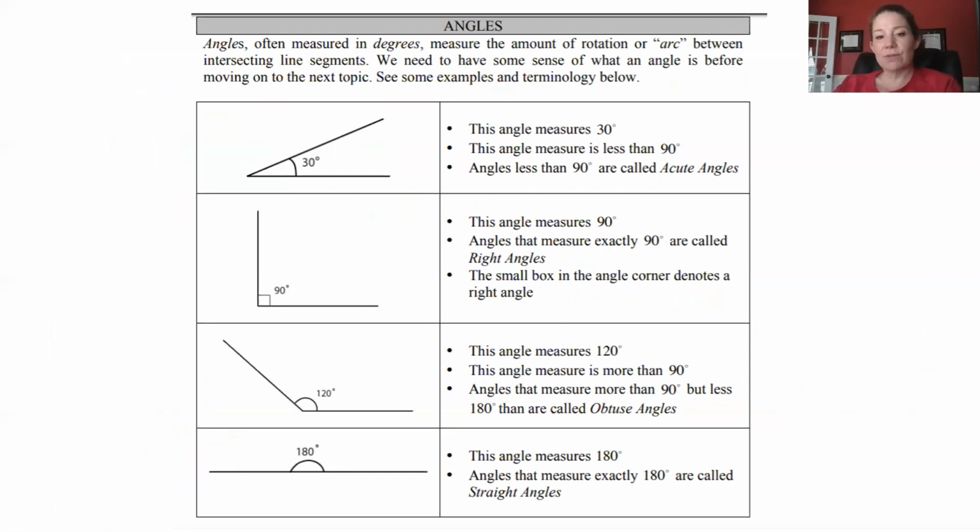And the second box shows us a right angle. Right angles are always exactly 90 degrees. If you have an angle greater than 90 degrees, then you have an obtuse angle. And finally, if you have a straight line, it's called a straight angle. All straight lines have a 180 degree measurement. Okay, so those are the 4 types of angles.